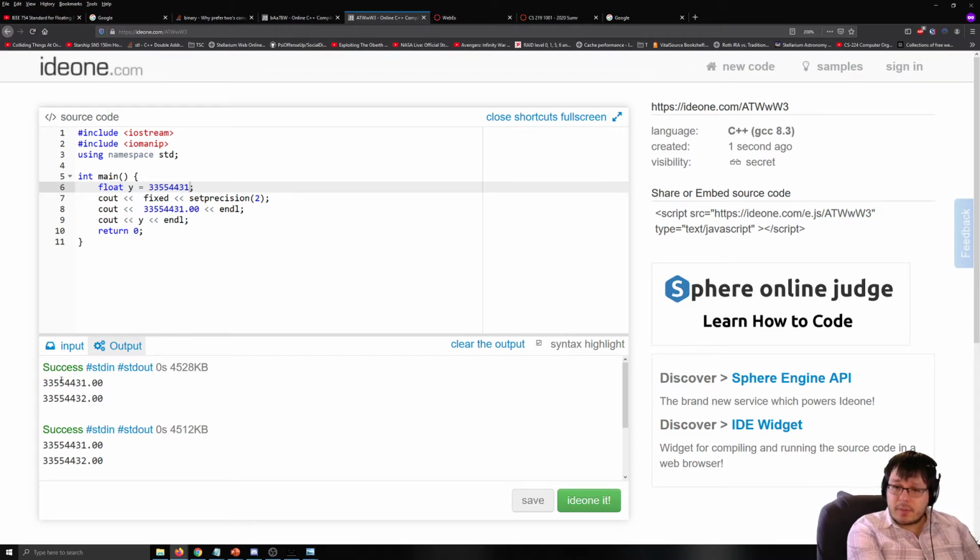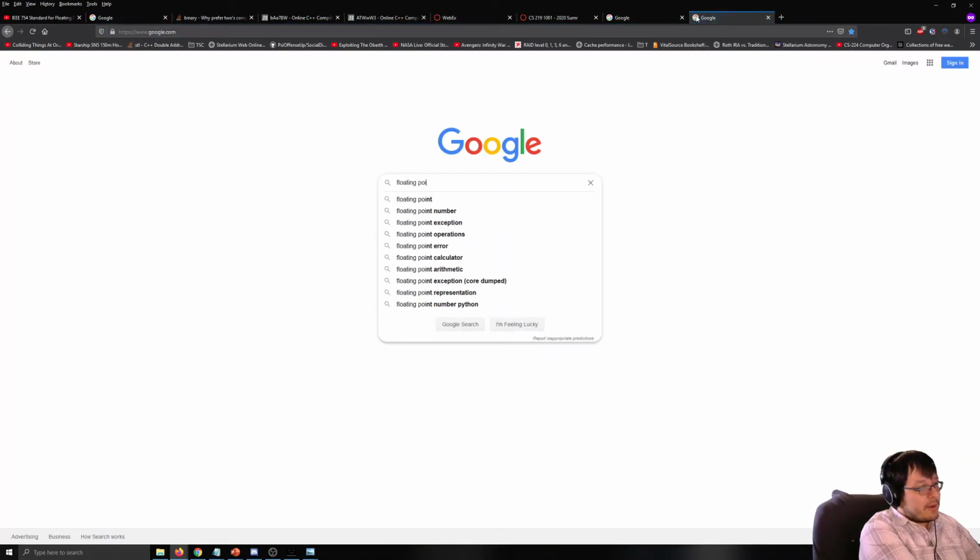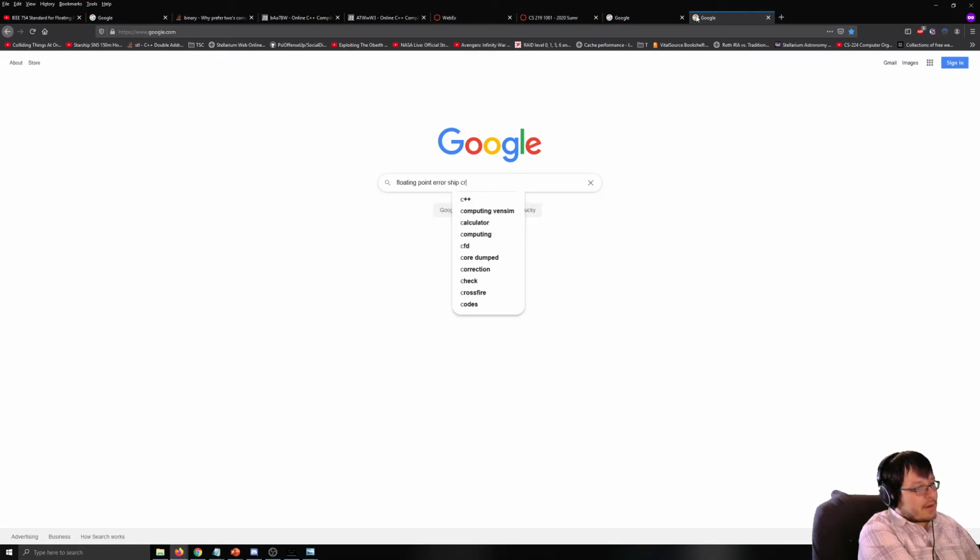That's a very serious problem because this is one of the reasons why one of the ships that went to Mars crashed, because they screwed up numerical conversions. And I think there has been another ship that has crashed because of a floating point error as well. We can probably Google that very quickly here. Floating point error ship crash.